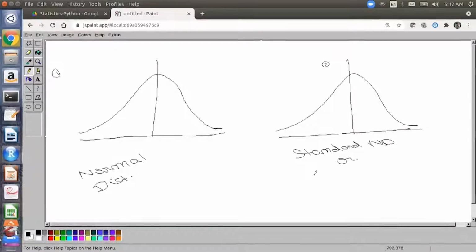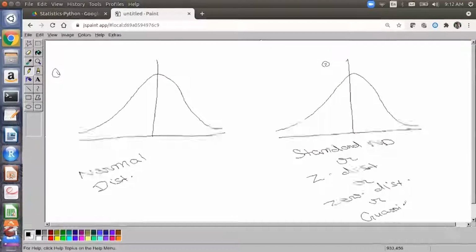Another name for the standard normal distribution is the Z distribution. Another name for the Z distribution is the zero distribution. Another name for the zero distribution is the Gaussian distribution. Remember all these names. Some books call it standard, some call it Z, some call it Gaussian, some call it the standard zero distribution. Now, both look exactly the same. Yes or no? Yes, correct. Now, the difference between the standard normal distribution and the normal distribution.